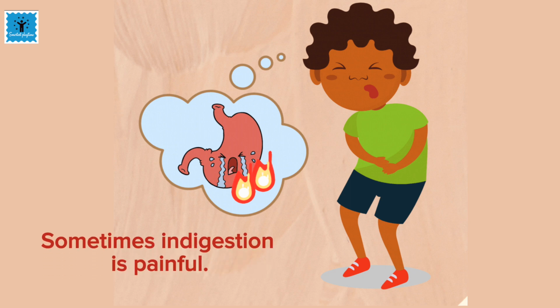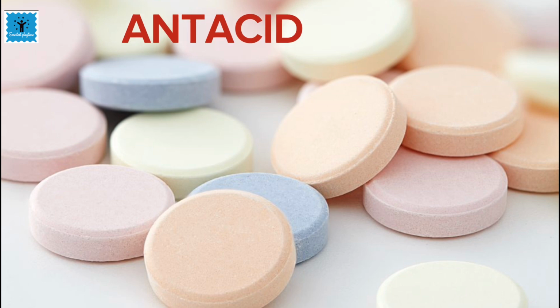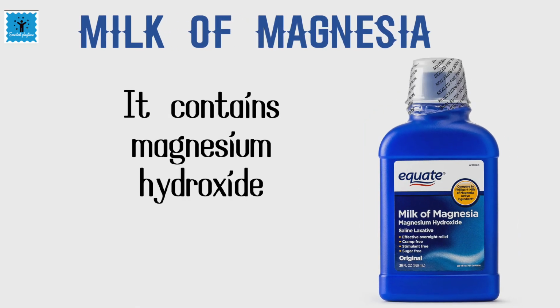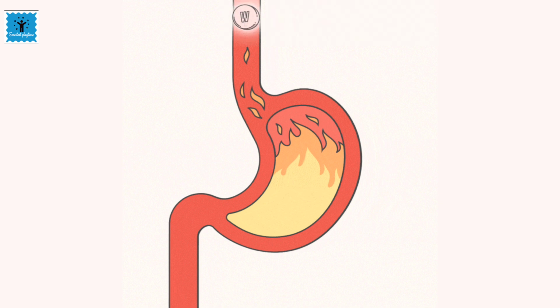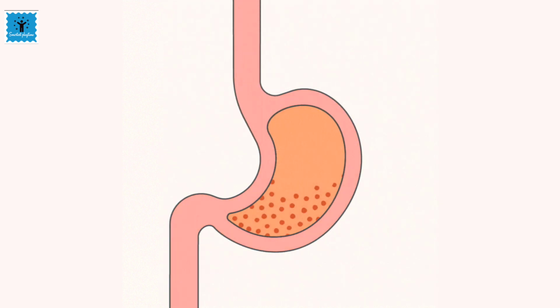To cure this, we usually take bases called antacids. An example is milk of magnesia. It contains magnesium hydroxide, which is a weak base, which helps to neutralize the effect of excessive acid. As a result, it gives relief to a person suffering from indigestion.